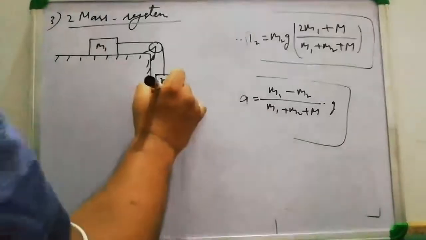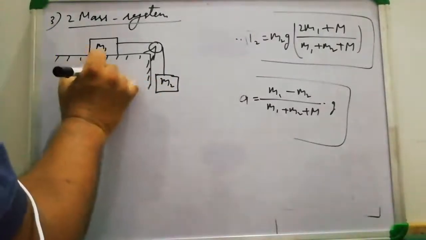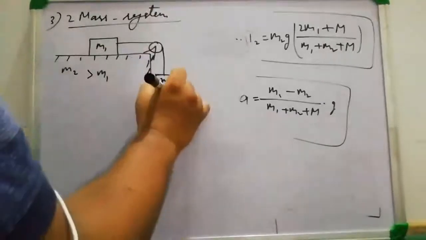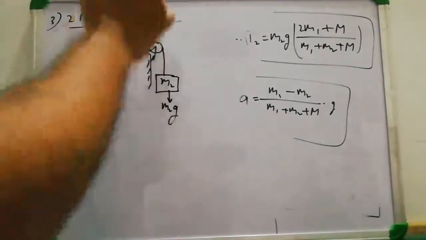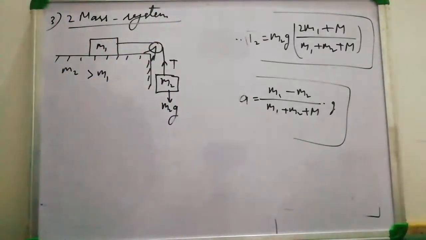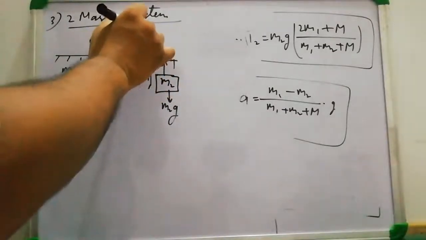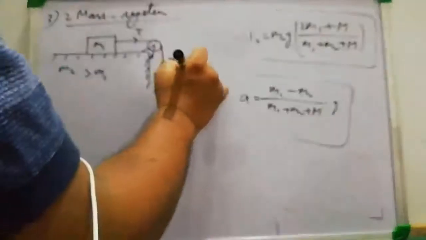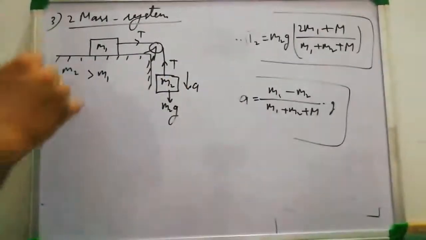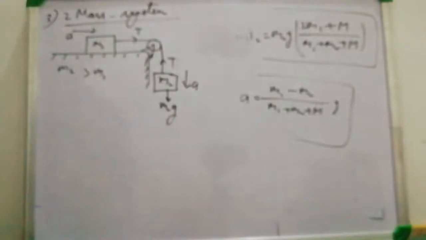First of all, let us say that m2 is greater than m1, that means it is pulling downwards. So the weight m2g is acting downward, and the tension T will be acting upward. This tension T will generate a pull force in the direction from left to right. Now if the whole body is moving with an acceleration of a, then the mass m1 will also move with an acceleration of a from left to right. Now, one by one, we draw the free body diagram.